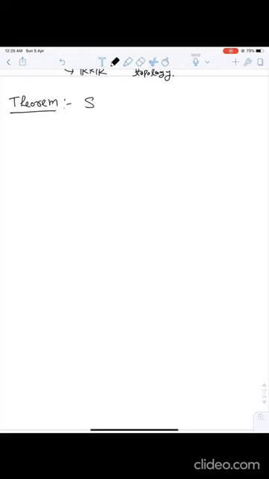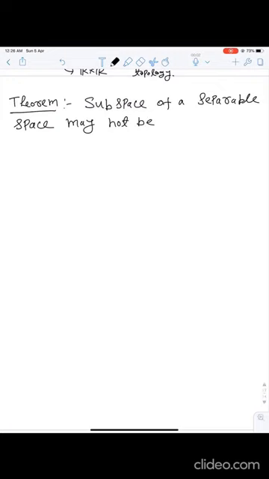So, a subspace of a separable space may not be separable. Again, we give one counterexample. Again, my example is R_L cross R_L.